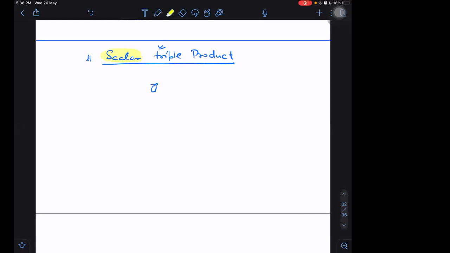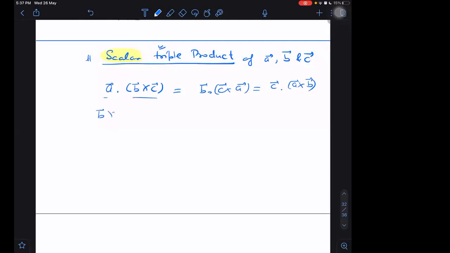There could be a vector triple product and there could be a scalar triple product. For scalar, the final result is scalar. For vector, the final result will be vector. So the scalar triple product of vectors A, B, and C will be A dot B cross C. It is very interesting to see that this is equal to B dot C cross A, and C dot A cross B. Not only that, you know that dot product is commutative, so I could write obviously B cross C dot A also. These are all the same.